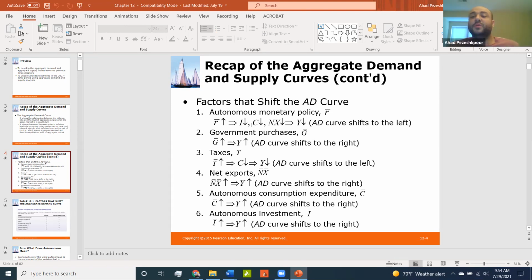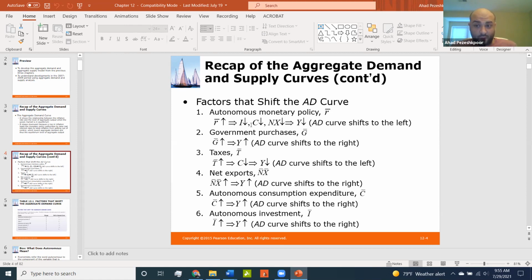Because investment will be more costly. Real interest rate goes up. Therefore, if you want to borrow money, you have to pay a bigger interest rate. Therefore, investment would go down. Real interest rate represents the cost of holding money. To hold money, you're suffering an opportunity cost.